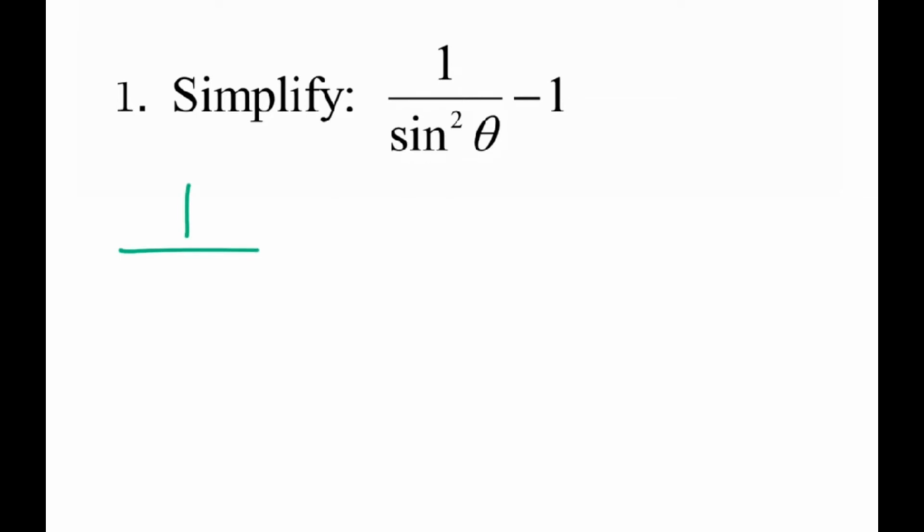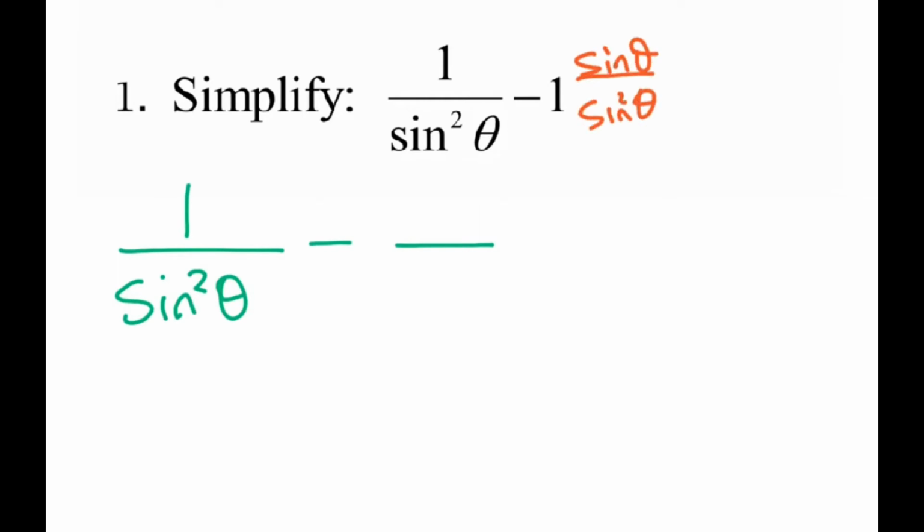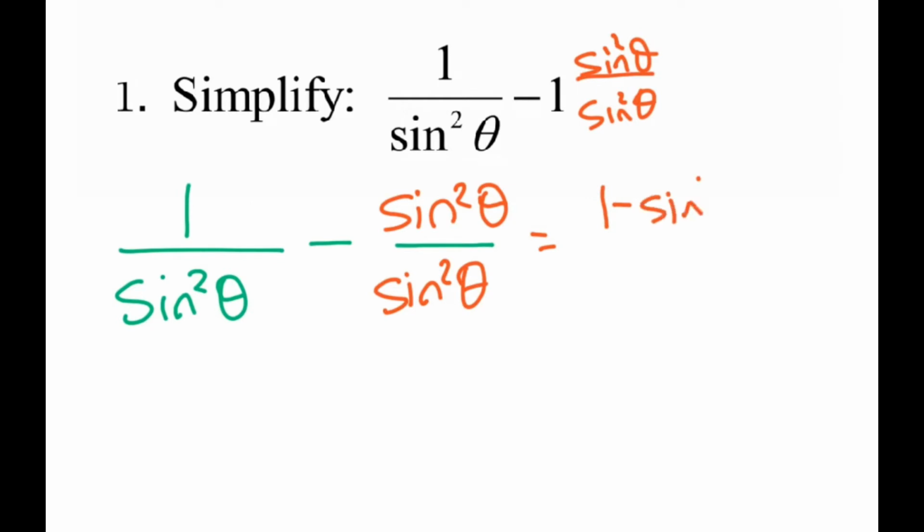So I'm going to start by just rewriting the 1 over sine squared theta, so I'm not doing anything different. But instead of writing minus 1, I'm going to make that into a fraction. And I need it to be equal to 1, so I can't change any values, but I need it to have a common denominator. So if I was to multiply this 1 by sine squared over sine squared, then I am going to be still subtracting 1, but it will be with a common denominator so that I can combine those two terms. So on the numerator, I will have 1 minus sine squared theta over sine squared theta.